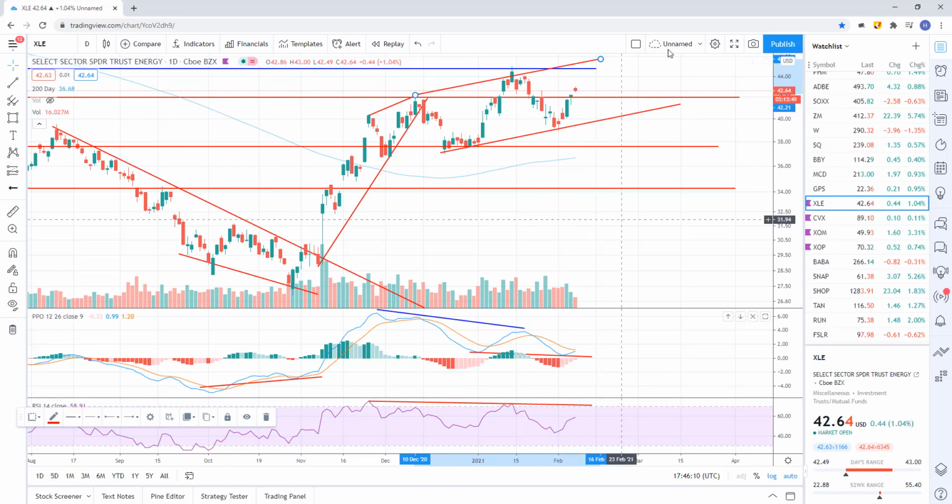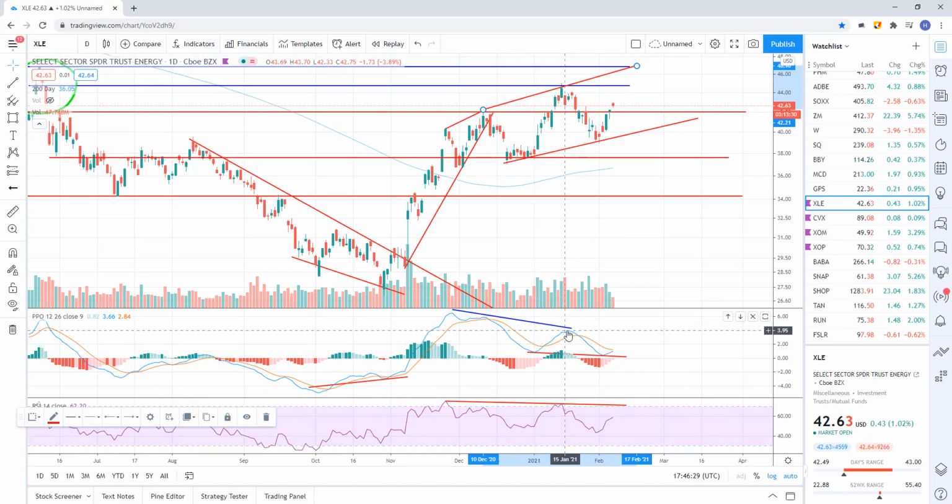So at this point, we could run up and make a new marginal high above this previous high right here at about 45. Run up, maybe we tag 48 or so, or no, it's about 46.50. Hit that and make a new high, but it would be a divergent high if it happens anytime soon. So look for that. That's possible.